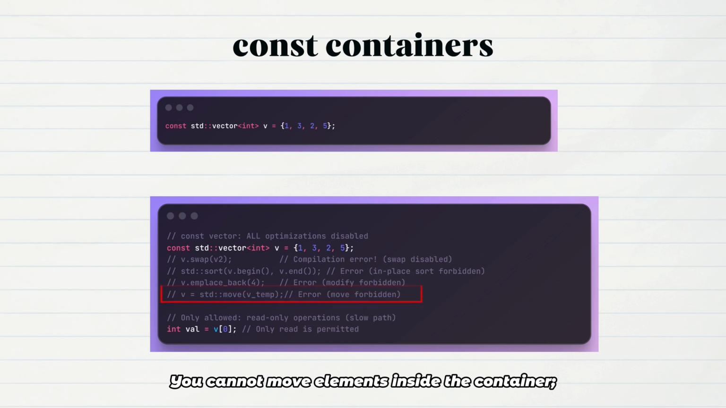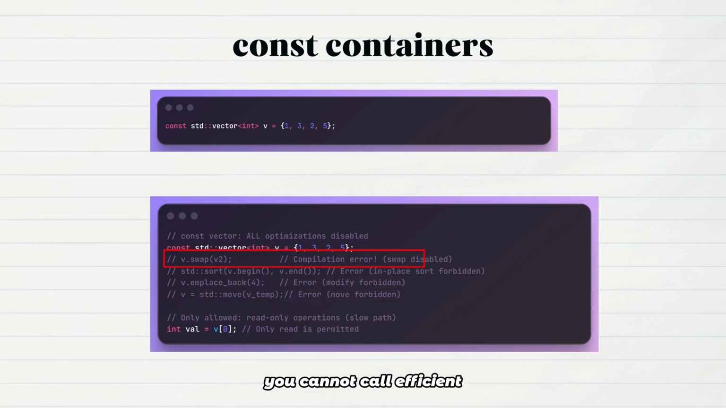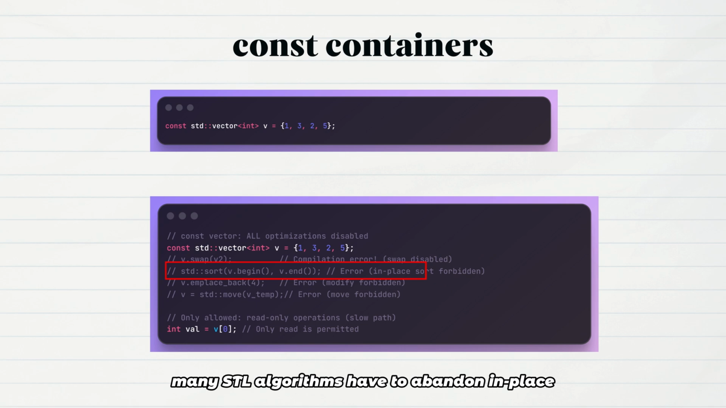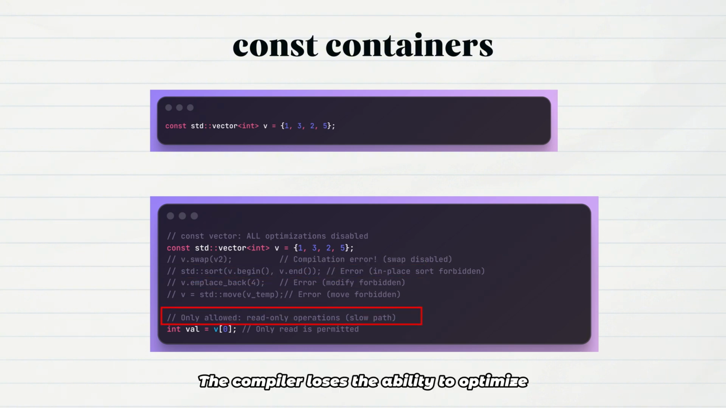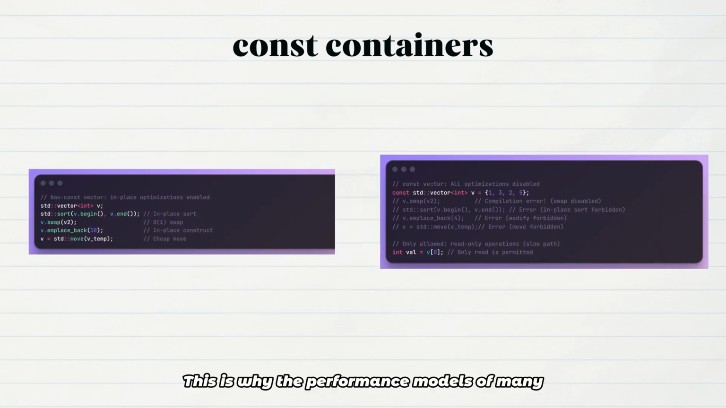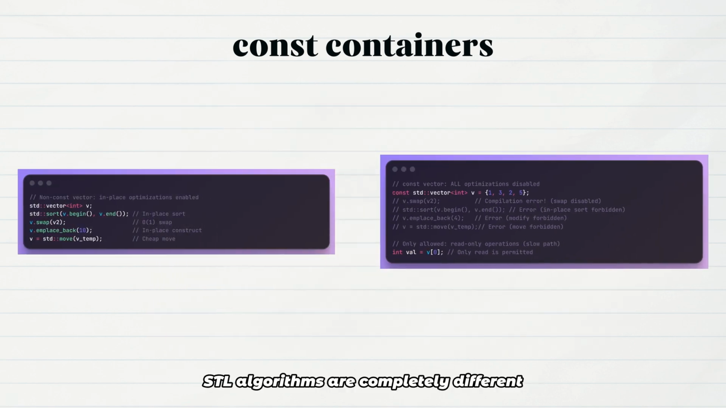You cannot move elements inside the container. You cannot call efficient modification operations like swap. Many STL algorithms have to abandon in-place optimization and instead copy elements to a temporary container for processing. The compiler loses the ability to optimize the container's memory layout and has to take the most conservative execution path. This is why the performance models of many STL algorithms are completely different between const and non-const containers.